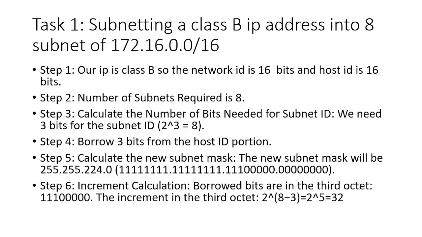The next step is to determine the increment of the assigned subnet addresses. Since we are borrowing bits from the third octet, which is 11100000 in binary, the increment will be 2 raised to the power 8 minus 3, because 3 bits are used for subnetting, which is equivalent to 32.